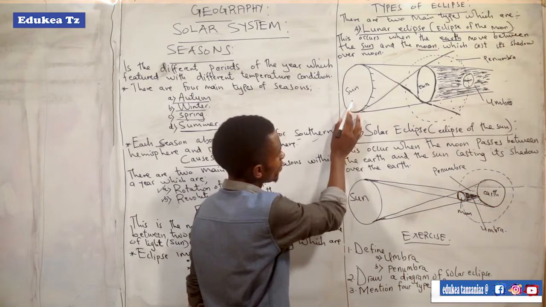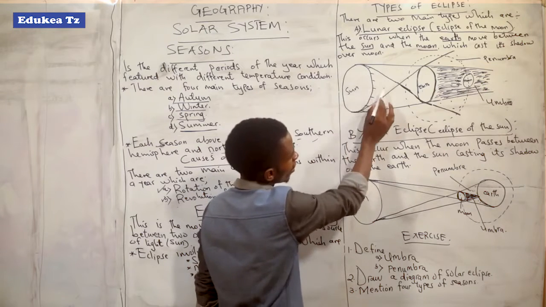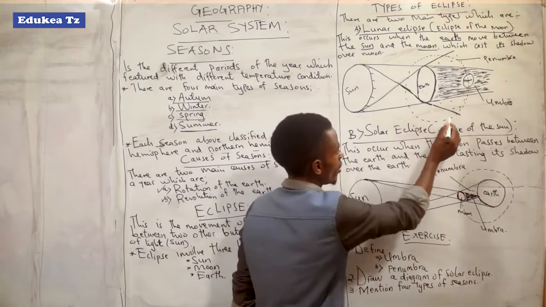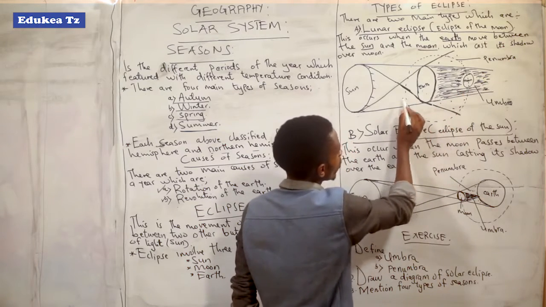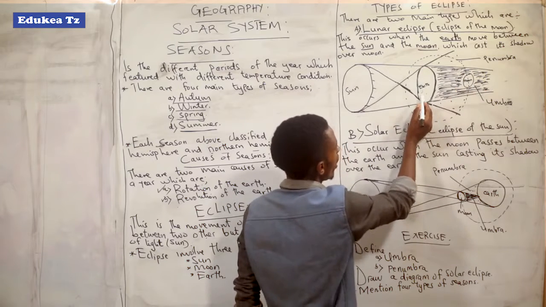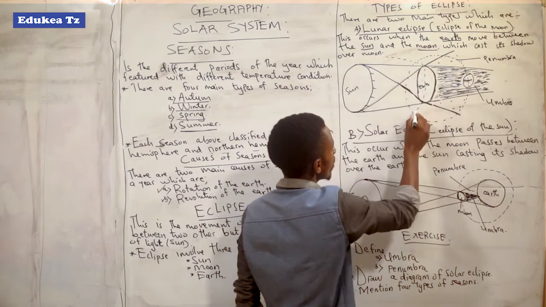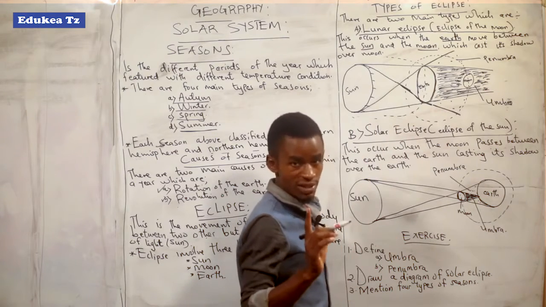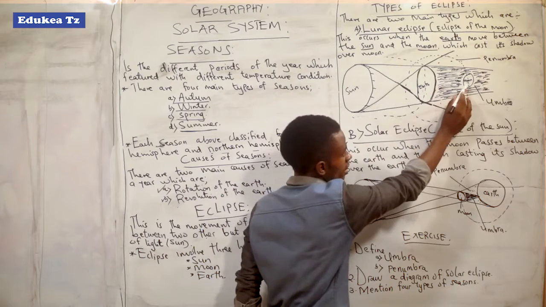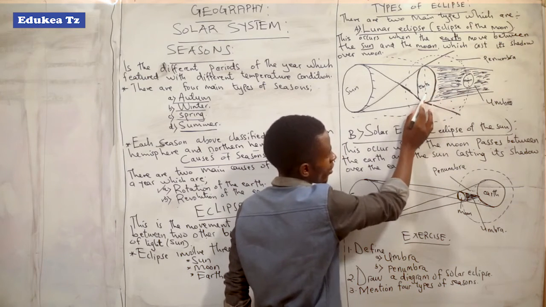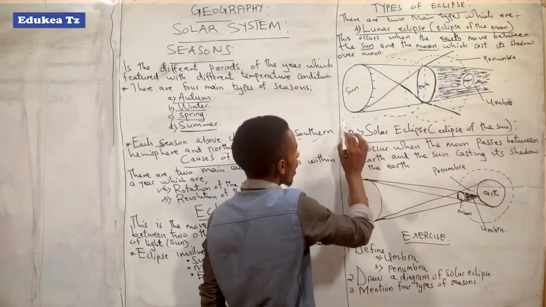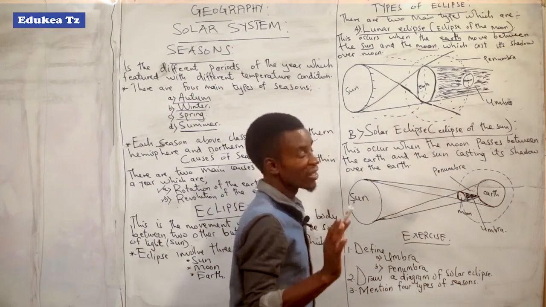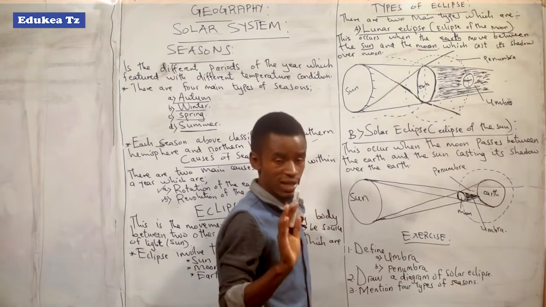So when the sun exposes its light to the earth and the moon, remember that the moon is moving around the earth, and also the earth is moving around the sun. Let me repeat: the moon is moving around the earth, and the earth is moving around the sun. So those two are in motion, and that is what can cause an eclipse.